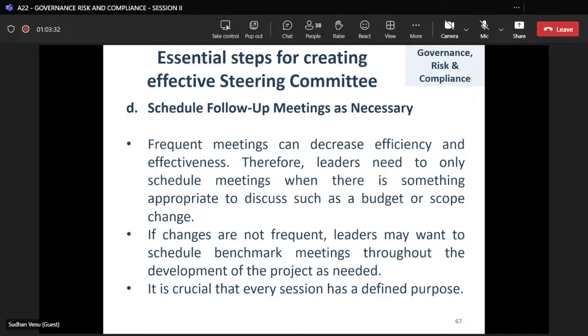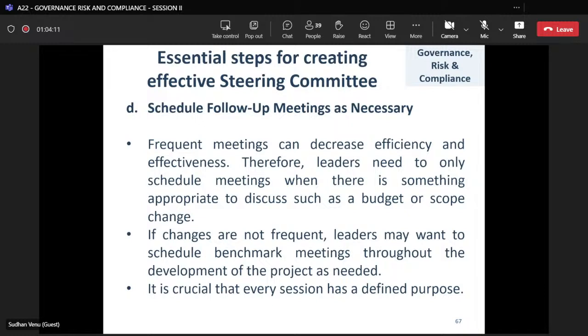And the next one is to schedule follow-up meetings as necessary. If you are creating any kind of team, not only a steering committee but any kind of committee, you must schedule follow-up meetings as necessary, whether weekly, daily, monthly, or quarterly, based on what the committee members decide. Frequent meetings can decrease efficiency and effectiveness. Therefore, leaders need to schedule a meeting only when there is something appropriate to discuss, such as budget or scope.